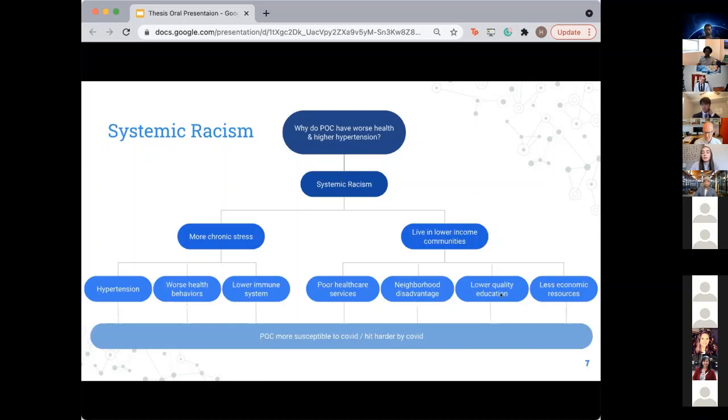And education is so important for health because it actually is the #1 predictor of health and life expectancy. So if you get less education, you have lower health, and your chances of getting COVID are much higher. So overall, my findings found that systemic racism is a cause for health disparities in COVID-19.